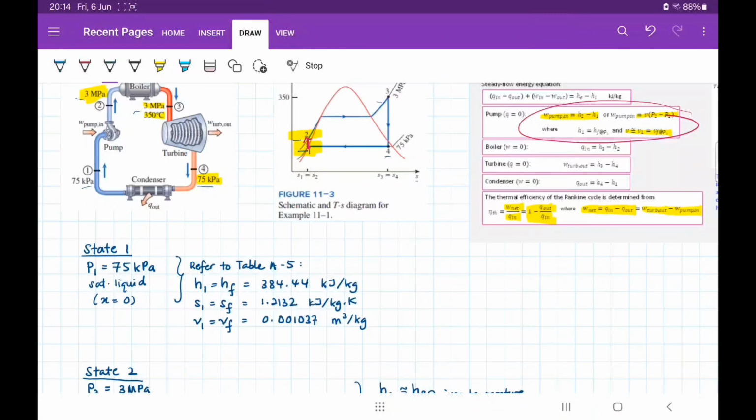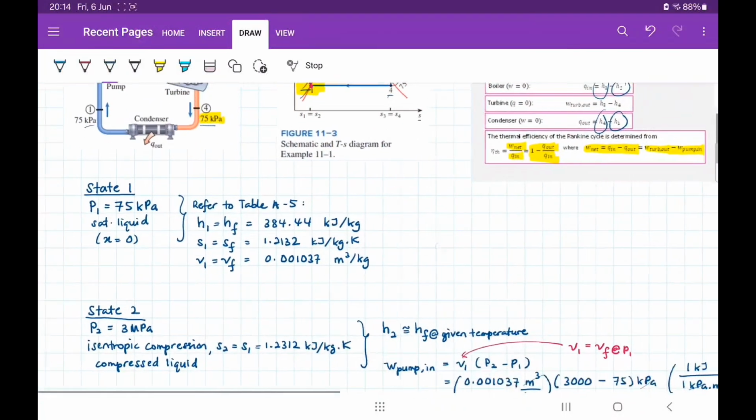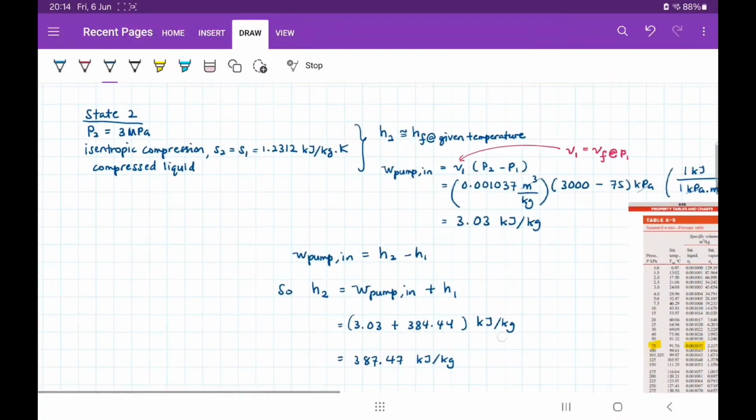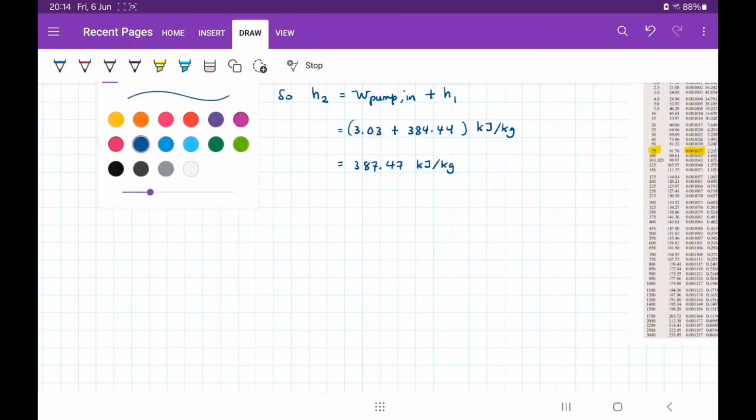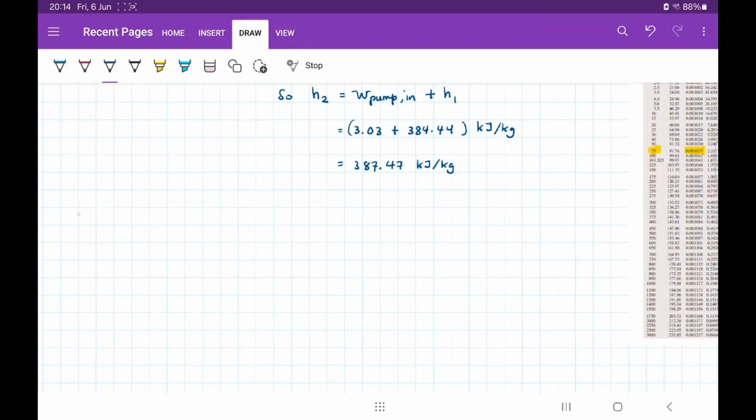Now we have basically the information to determine our Q. Oh no, we just have H1 and H2 here. We don't have H3 and H4 yet, so we need to find the enthalpy at point 3 and enthalpy at point 4. So let's move on to state 3.